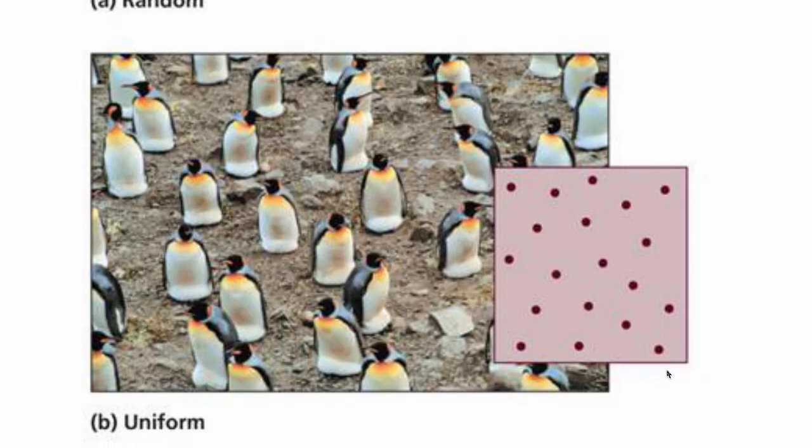That's not very common. A uniform dispersion pattern is illustrated by these penguins here, and you can see that this isn't perfectly uniform, but in general, each individual in this population is approximately the same distance from its neighbor. This is a uniform dispersion pattern.